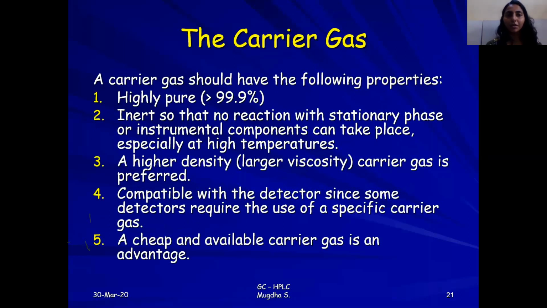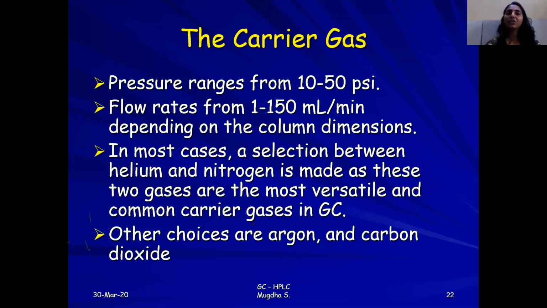It should be inert. So there are some properties of the carrier gas. It should be highly pure, inert, it should have a high density. That means it should have a larger viscosity, compatible with detectors, and it should be cheap and easily available. It should not be a rare gas. You have to maintain the pressure ranges between 10 to 50 psi. Flow rate should be 1 to 150 milliliters per minute. In most of the cases, a selection between helium and nitrogen is made because they are used in most of the gas chromatographs. Other choices are argon and carbon dioxide.